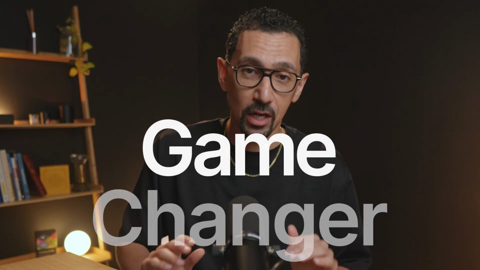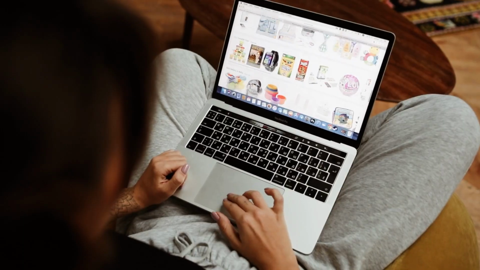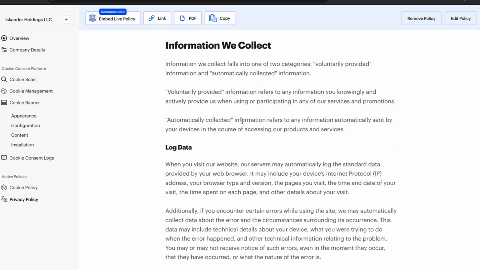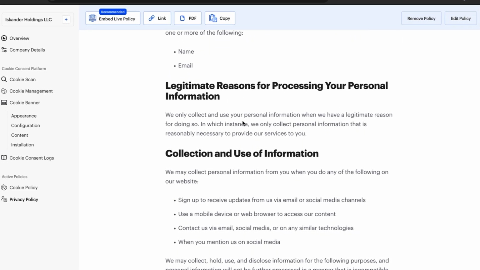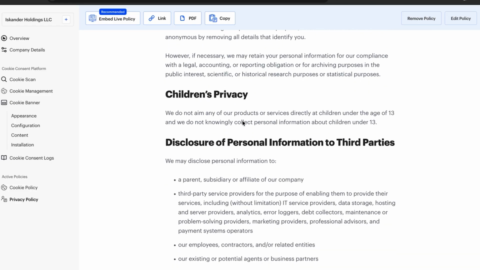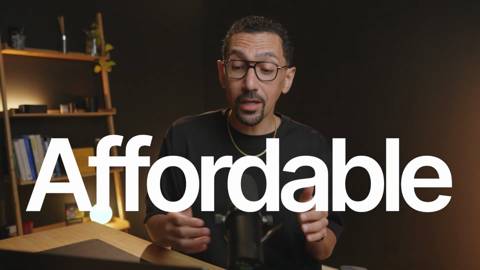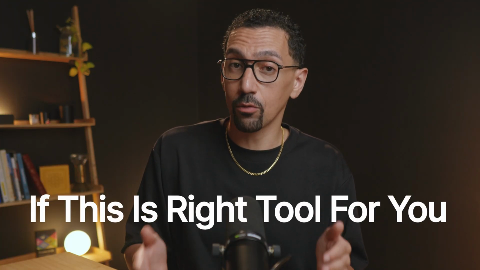Today, I am diving deep into a tool that has been an absolute game changer, simplified something so complicated for a lot of my clients, and it's called GetTerms. If you are running any kind of website, e-commerce store, or app, you need proper privacy policy and terms of service, period. Most business owners avoid this at a very high cost because it is confusing or lawyer fees seem very high. But GetTerms makes it ridiculously affordable, plus really simple to get started. By the end of this video, you're gonna know if this is the right tool for you.